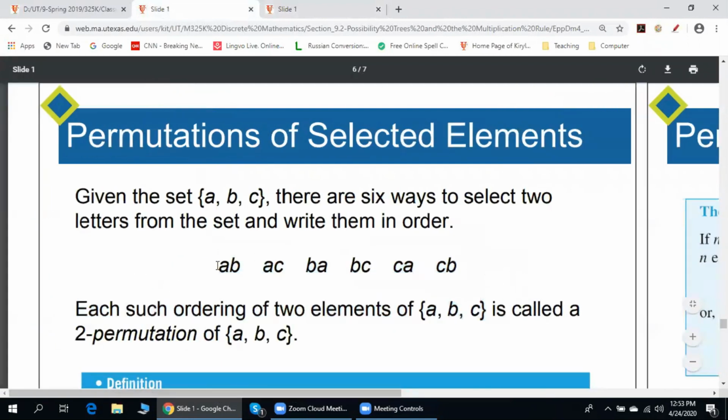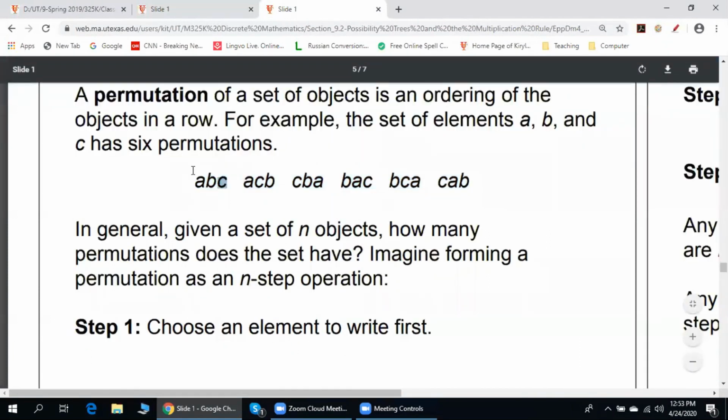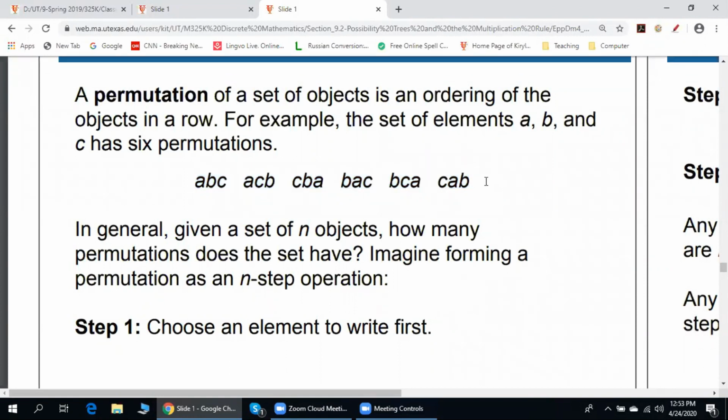But here we choose 2 elements out of 3. Here we choose 3 elements out of 3. This is what makes the difference. Okay, I see. I got it.